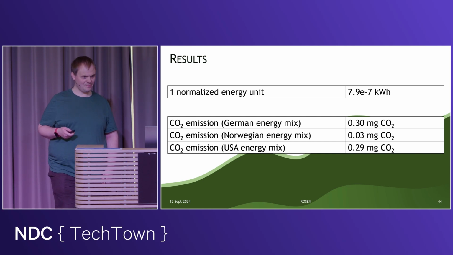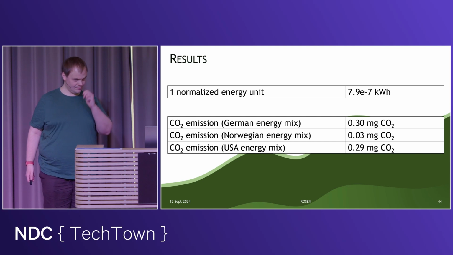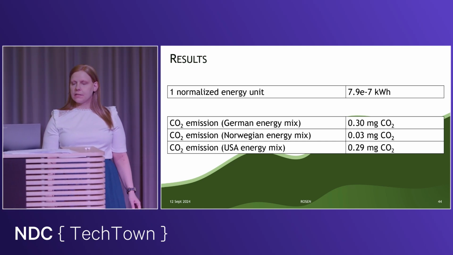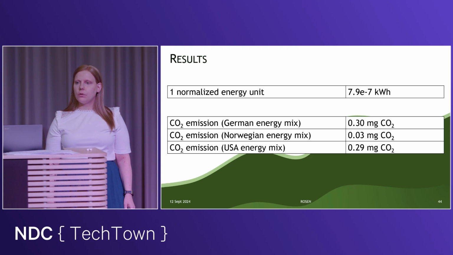for obvious reasons. The decision of choosing where the code is executed can have a huge impact, as you can see in these numbers. Without changing a line of code, just by moving from Germany to a data center in Norway, the CO2 footprint of your code could be diminished by a factor of 10.